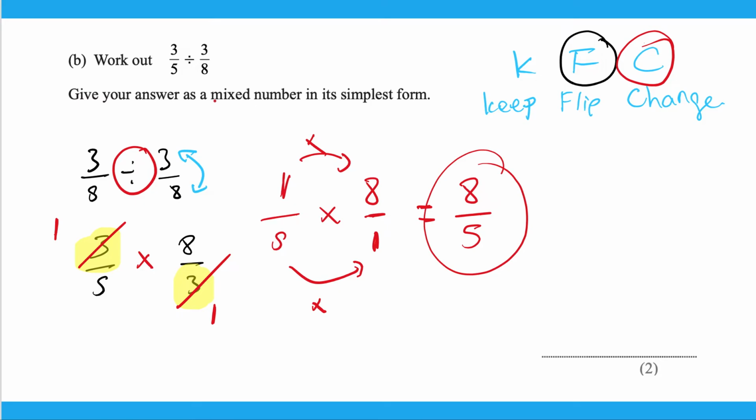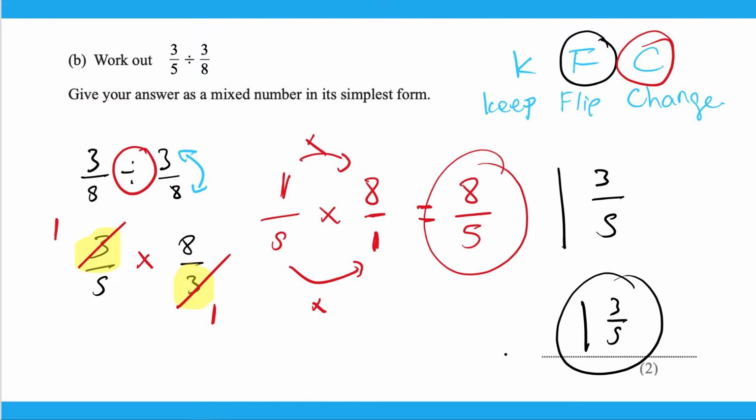Now it does say give your answer as a mixed number, so we would just convert this. There is 1 whole 5, and there will be 3 left over. So you would do 1 and 3/5 as your final answer.